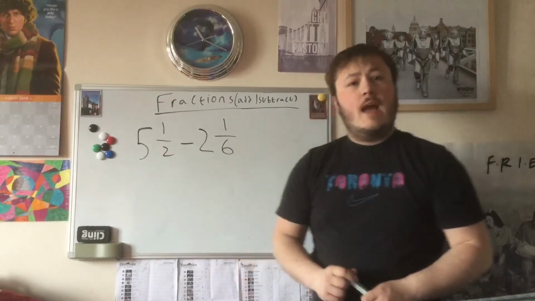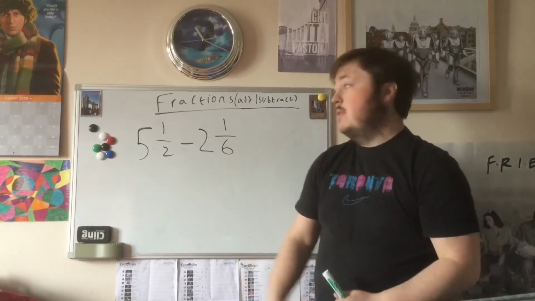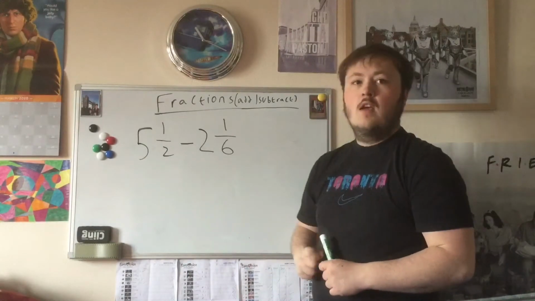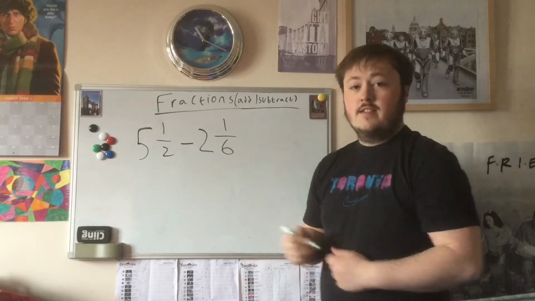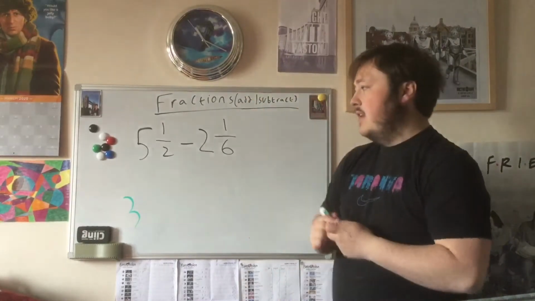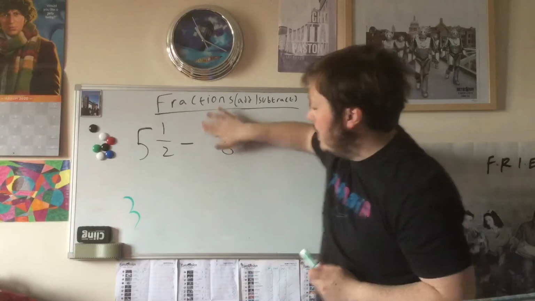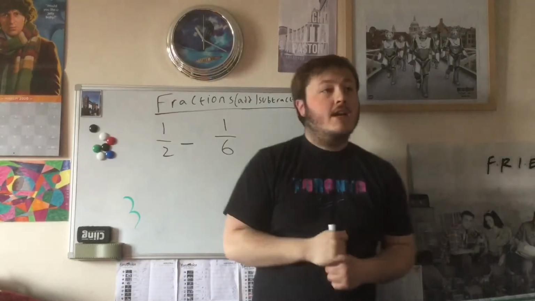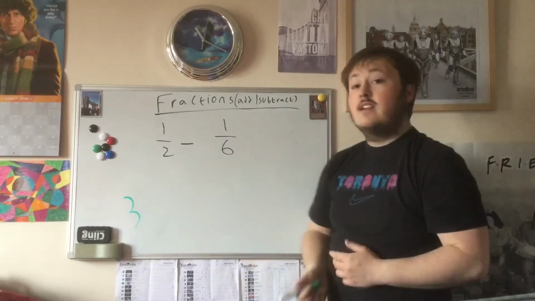So what we do when we have these is we first get rid of the whole numbers. And we do that by doing 5 take away 2. 5 take away 2 gets us 3. So I put that 3 down there and I'm going to get rid of these two whole numbers. So now we've just got the fractions, a half minus a sixth.